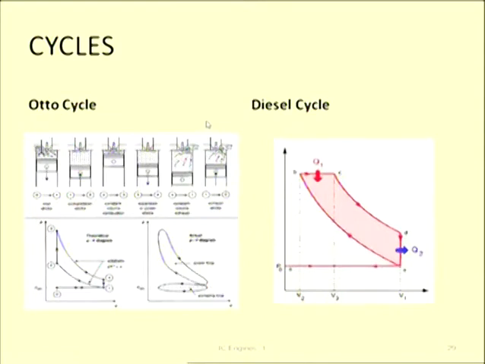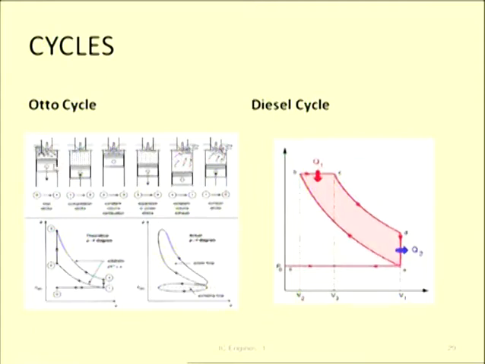Now different cycles. You can see here the Otto cycle and the diesel cycle. The Otto cycle is the petrol cycle. When your engine is a petrol engine, how its pressure and volume will change. So we are plotting here the PV diagram, the pressure and volume diagram, for petrol, and the same for diesel. What is the difference? Let us understand.